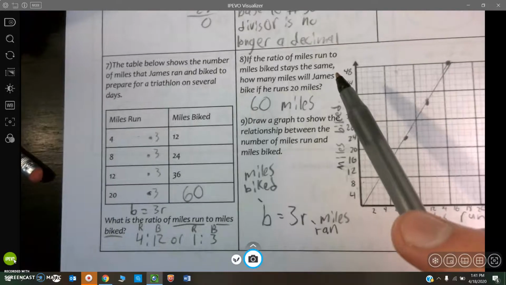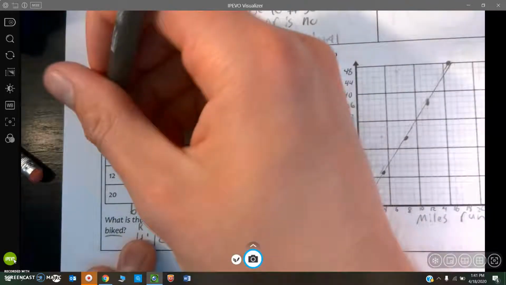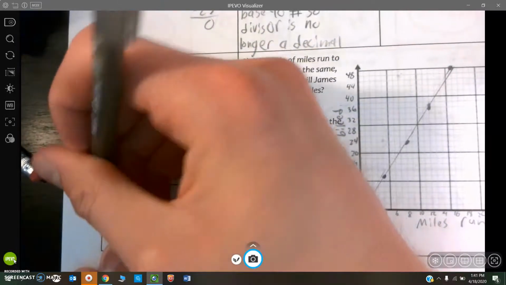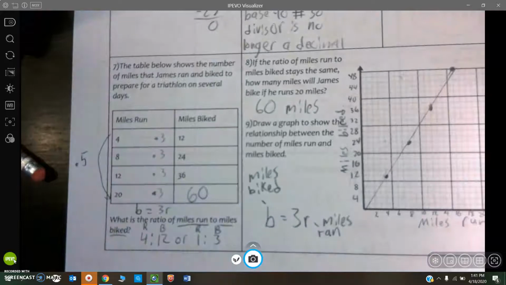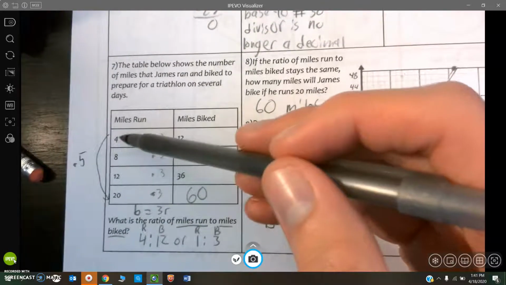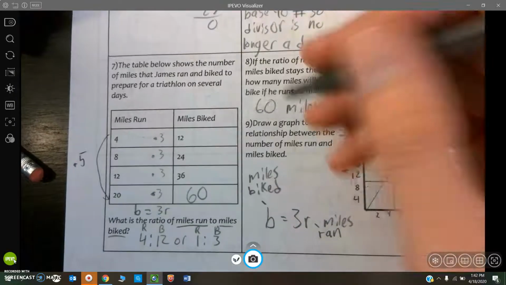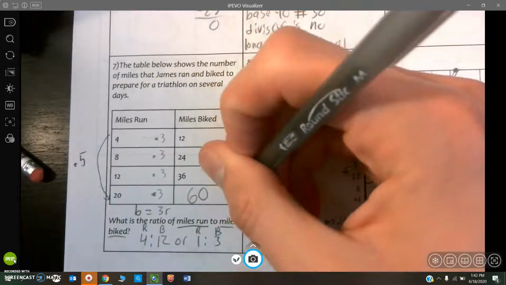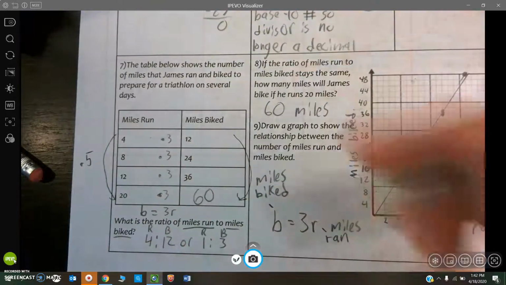So there's 2 ways that we could have done it. We could have multiplied 4 by 5 to quintuple. Quintuple is another word for multiply by 5. So if I multiply his miles ran by 5 to get 20, then I could also multiply this by 5 to get 60. So once again, we can always use a ratio table.